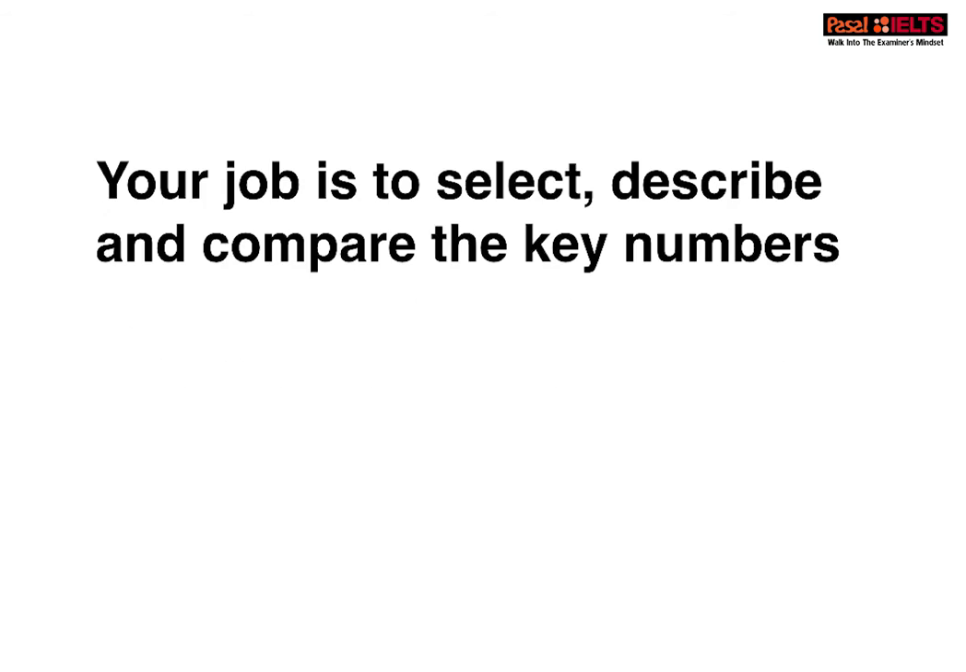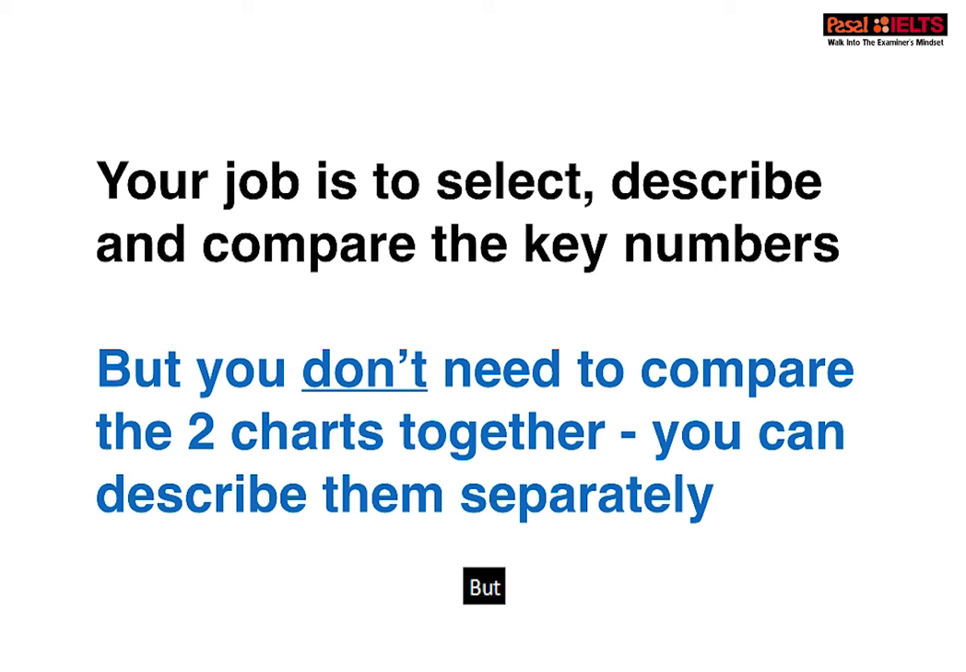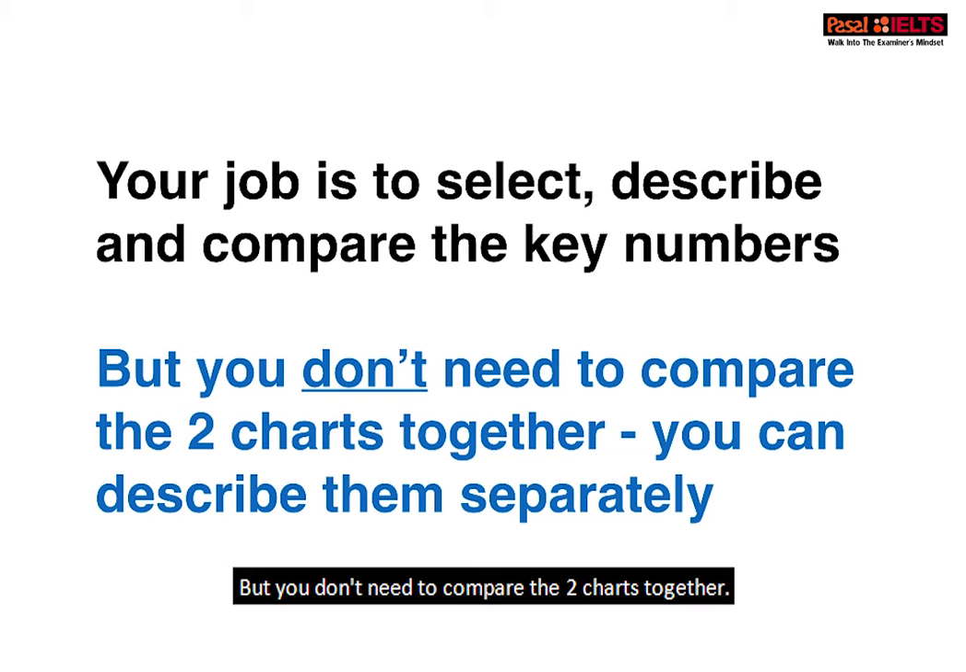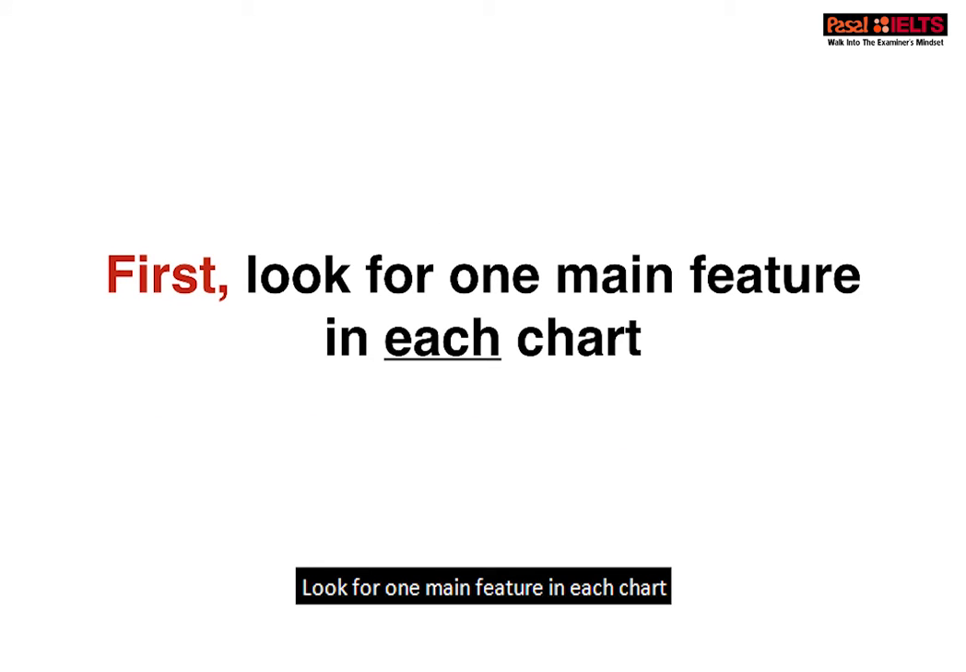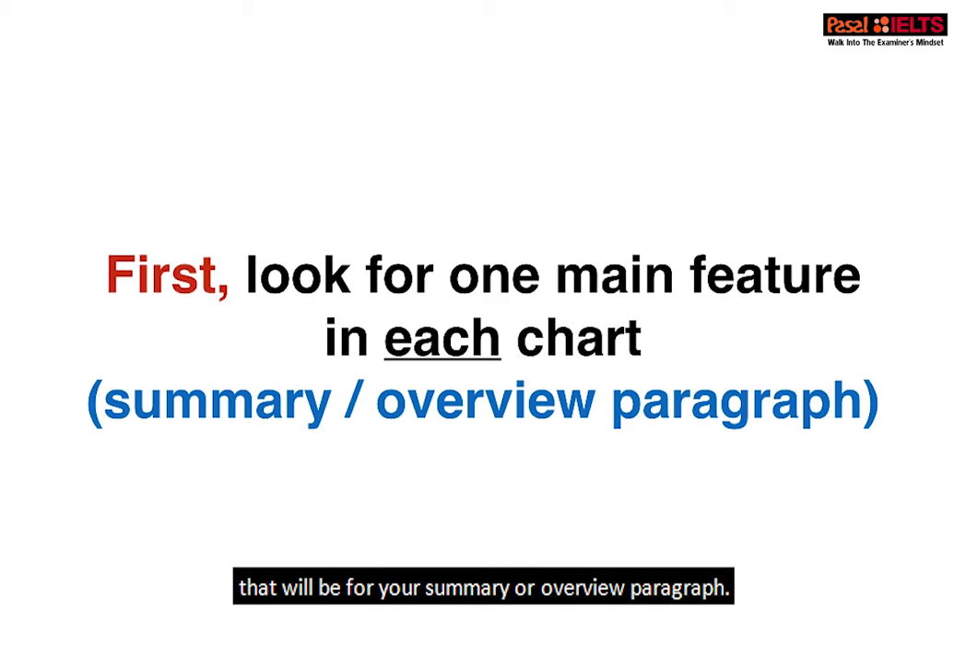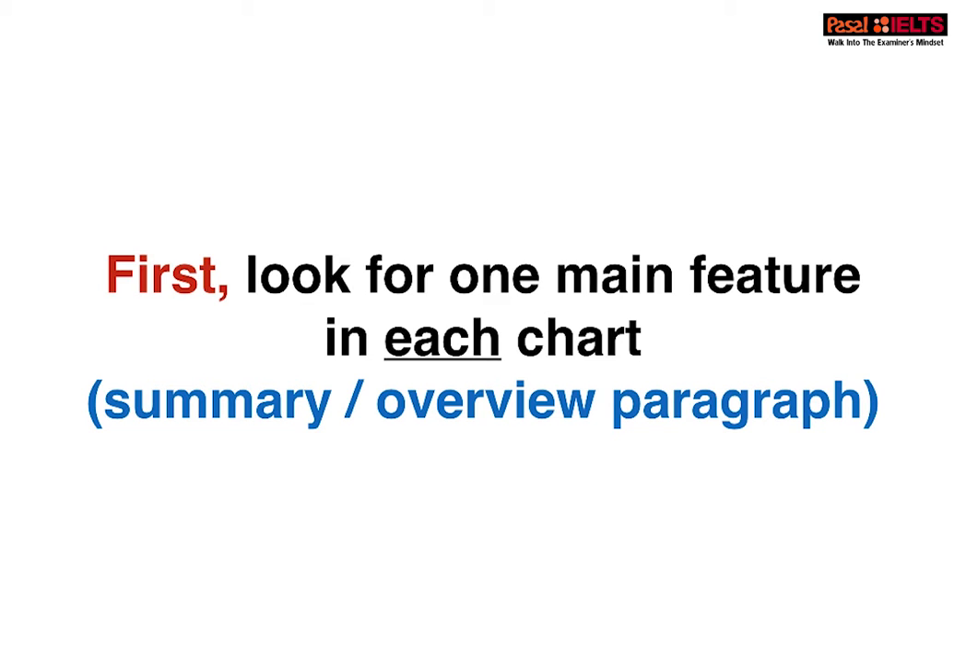As usual, your job is to select, describe and compare the key numbers in the charts, but you don't need to compare the 2 charts together. You can describe them separately. First, look for one main feature in each chart. That will be for your summary or overview paragraph. You'll do 2 sentences, one about each chart.